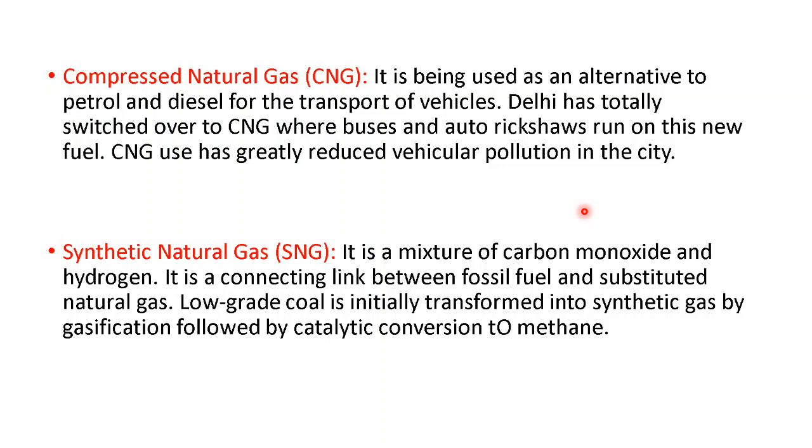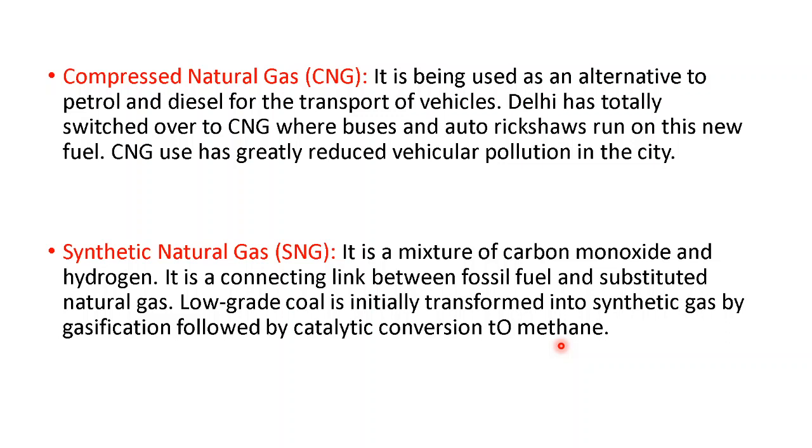Synthetic natural gas is a mixture of carbon monoxide and other gases in different forms. It is a connecting link between fossil fuel and substitute natural gas. Low grade coal is initially transformed into synthetic gas by gasification, followed by catalytic conversion to methane. So in these two forms we can use the energy.